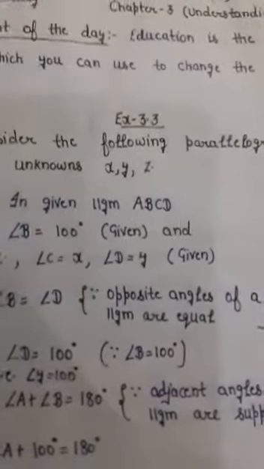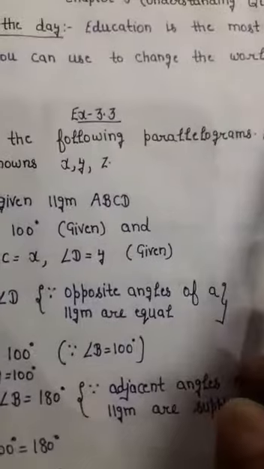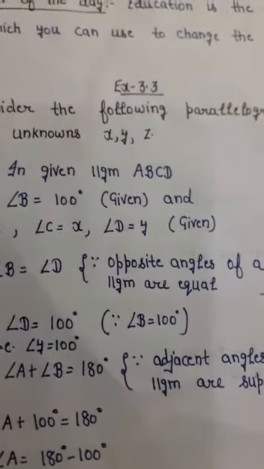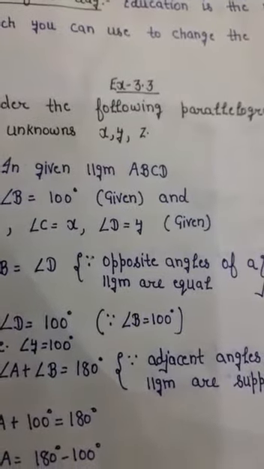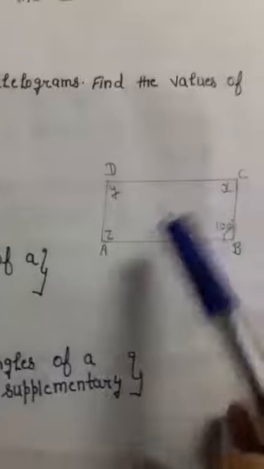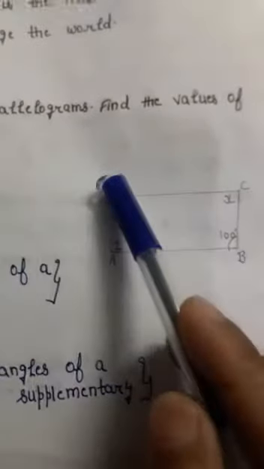We are doing chapter 3, Understanding Quadrilaterals, exercise 3.3, question number 2. You are given the parallelograms and you have to calculate the values of unknowns x, y, and z. ABCD is a parallelogram.